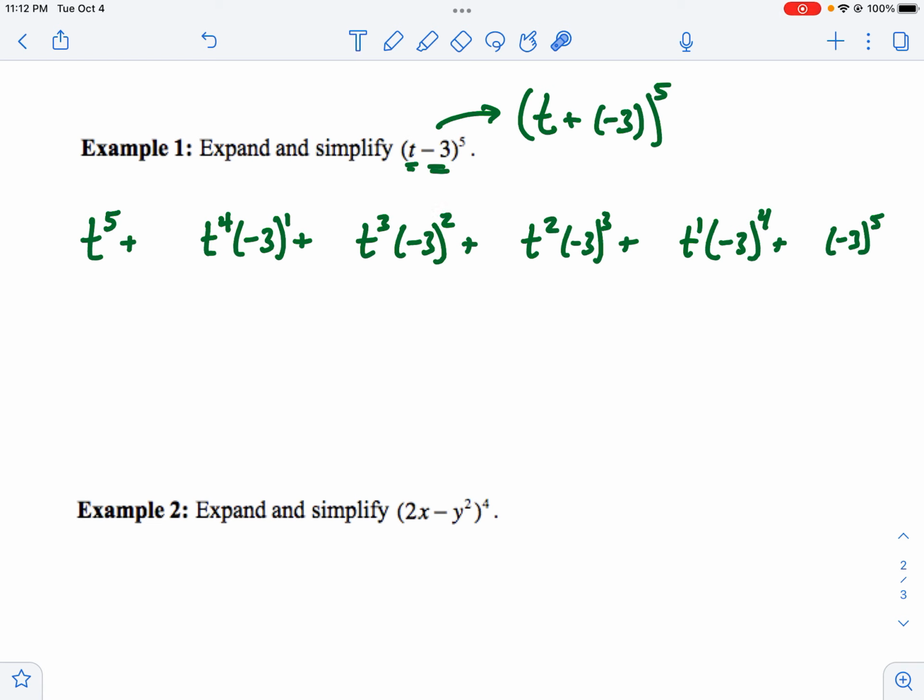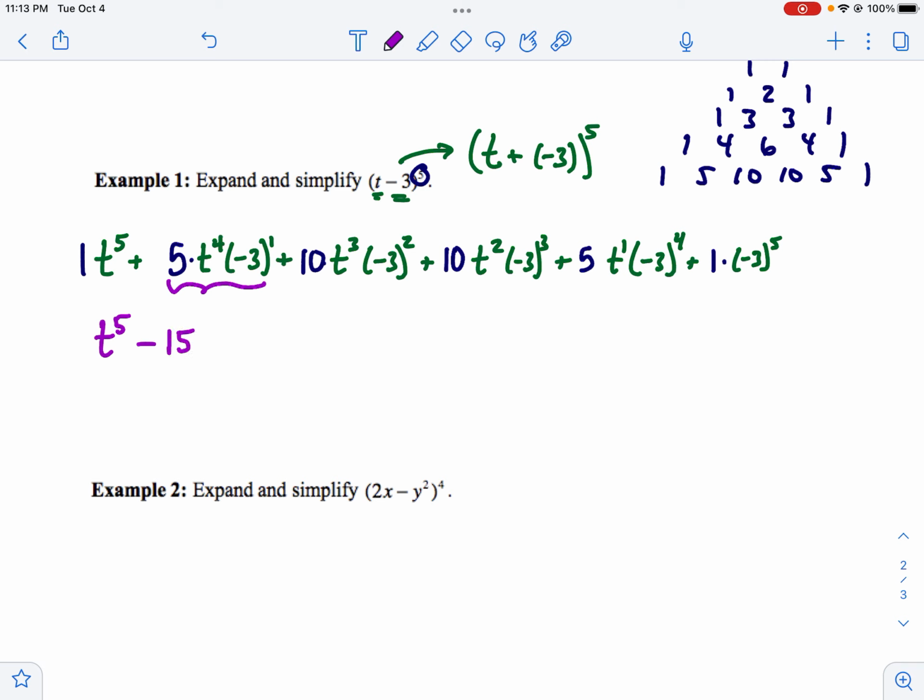Now, the one thing on this is that this time we actually could go ahead and simplify because we have numbers. So we're going to have t to the fifth. And then when I multiply this out, notice that the negative 3 is to the first. So this is going to come out negative 15 t to the fourth. In the next one here, when I multiply this out, the negative 3 is going to get squared, making it positive 9. 9 times 10 is 90. And then I'd have t cubed.